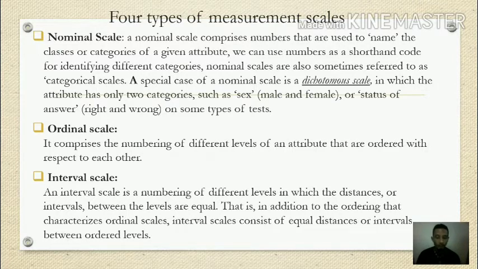Kemudian ada sebuah kasus yang dikatakan skala nominal adalah skala dikotomik atau skala dikotomis, di mana atribut hanya memiliki 2 kategoris.